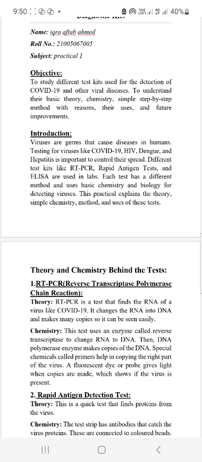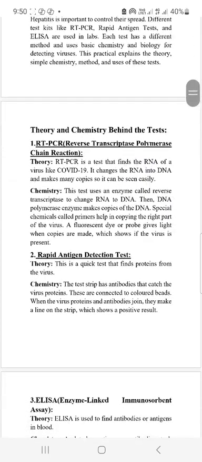Each method of testing is different, but they use the basic chemistry principles and biology for detecting these viruses. All this basic chemistry we will see in the theory that is explained further. So what is the theory and chemistry behind the test?